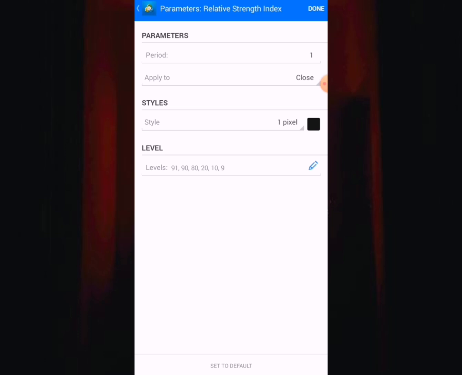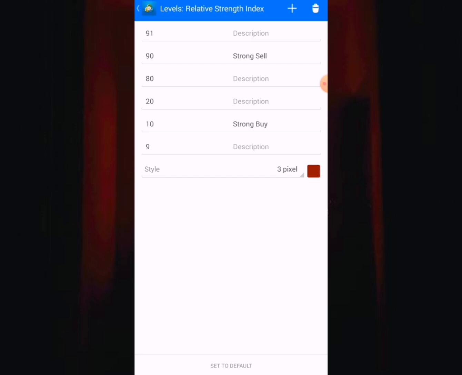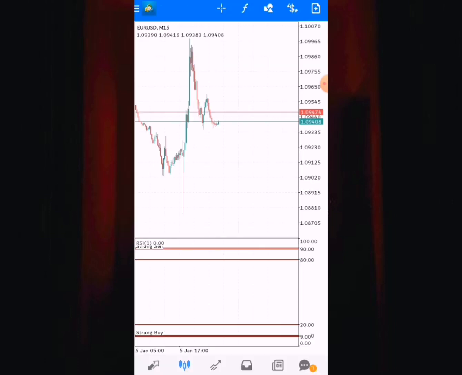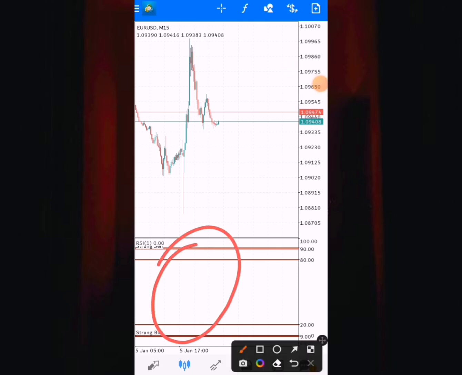The setup is very simple. You have period 1 applied to close. The style is 1 pixel. For the levels, you have 91, 90, 80, 20, 10 and 9. You set them up there, and then you go back and click done. Let's go back to the main chart. It should appear down there.